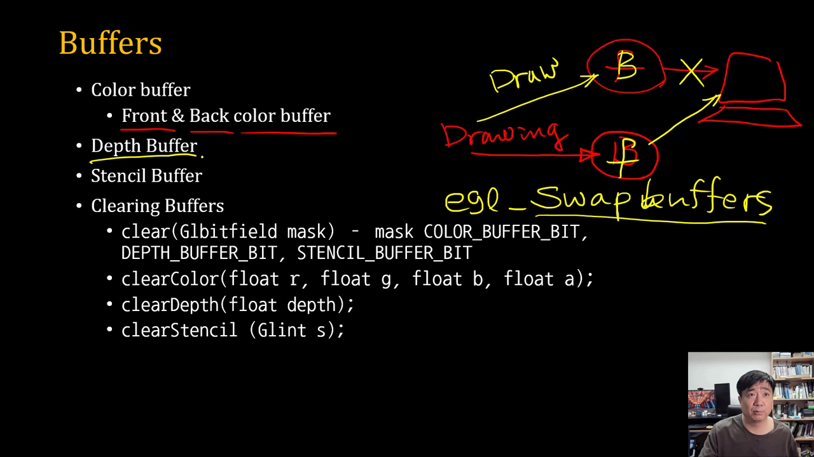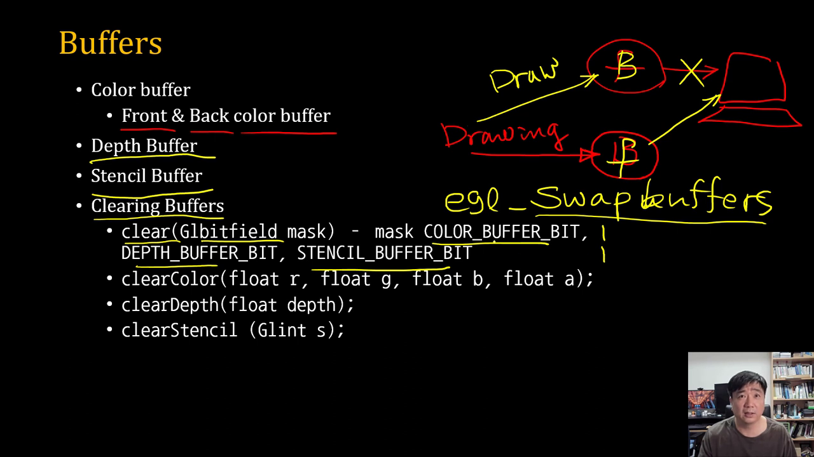The depth buffer is for using depth testing. The stencil buffer is used for the stencil test. Before using these buffers, we need to clear them. How? With the clear function. We set the clear bit field with color buffer bit, depth buffer bit, and stencil buffer bit. If you want all together, we can use the OR operator: color buffer bit OR depth buffer bit OR stencil buffer bit, then we can clear all three buffers.